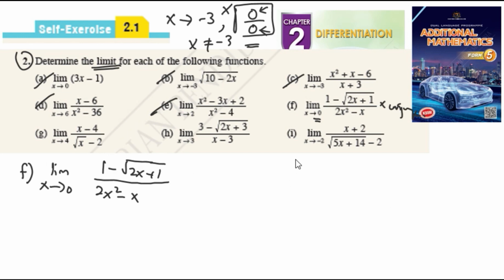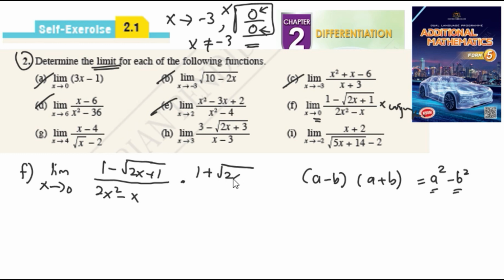Conjugate means, when you have a minus b times a plus b, you get a squared minus b squared. So when you square the square root, you can remove the square root. The original one is negative, so the conjugate would be positive: 1 plus the square root of 2x plus 1. The denominator is multiplied by the same, 1 plus the square root of 2x plus 1, with the limit as x approaches 0.